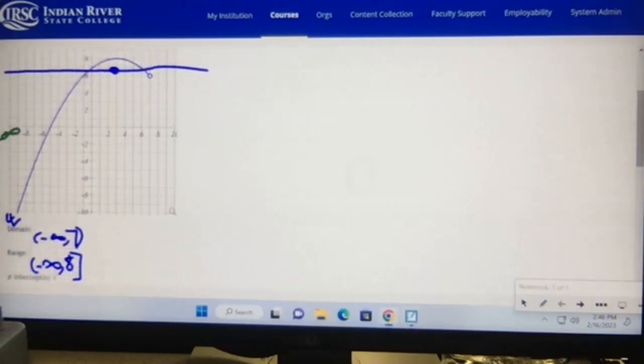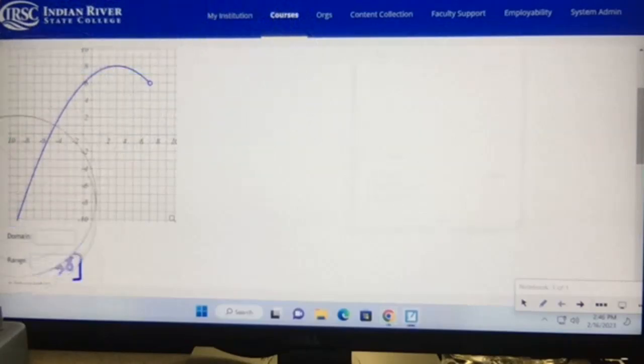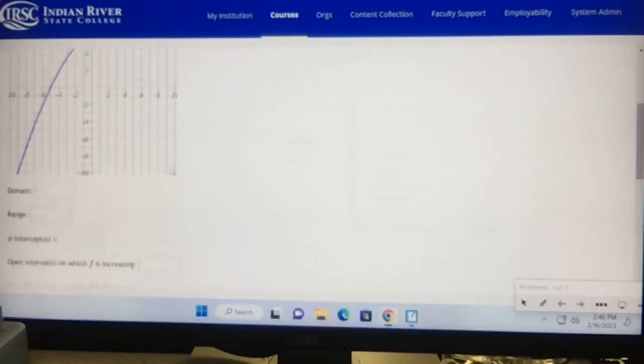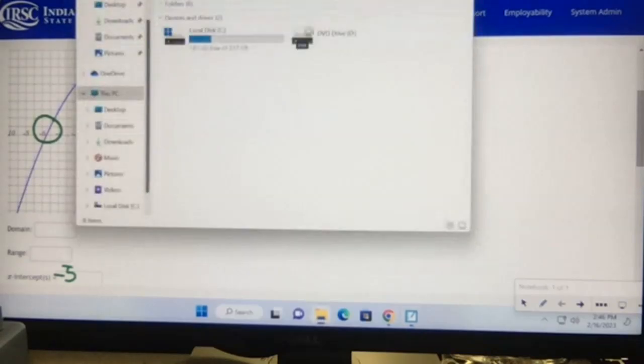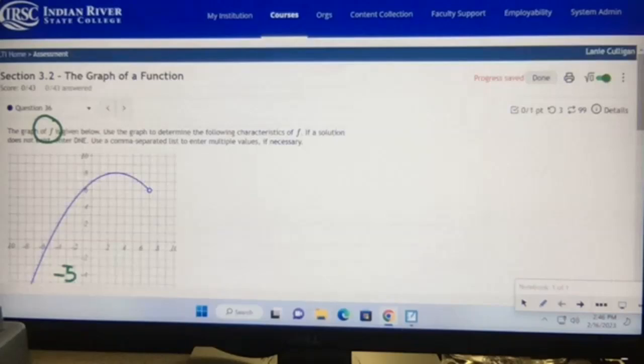So moving down, I'm just going to erase this so we can start from scratch. Next, it says x-intercept. So x-intercept is where it crosses the x-axis. So there's one spot right here where it crosses the x-axis, and that's going to be at -5. So our x-intercept is going to be at -5. Let me erase this so again we can start from scratch.